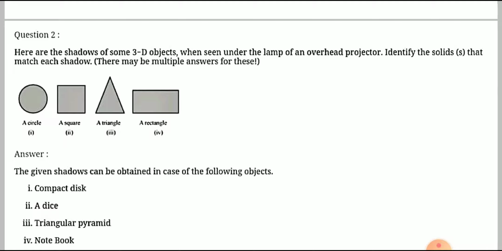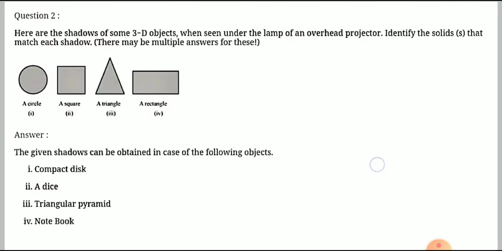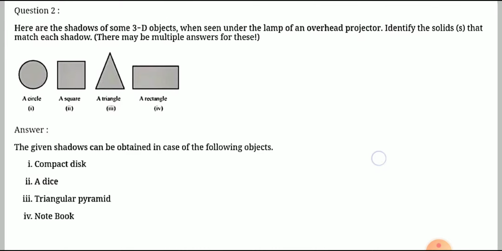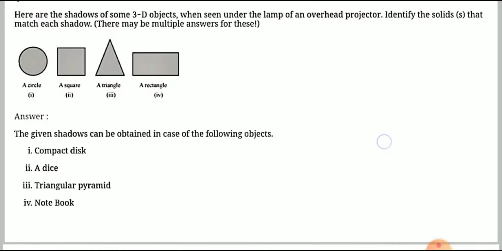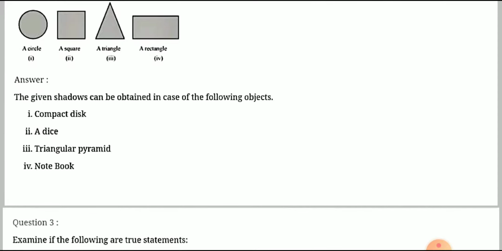Here are the shadows of some 3D objects when seen under the lamp of an overhead projector. Identify the solid that matches each shadow. So a circle can be a compact disc or a ball. A square can be a dice or a chalk box. A triangle can be a triangular pyramid. And a rectangle can be a notebook or a cylinder.